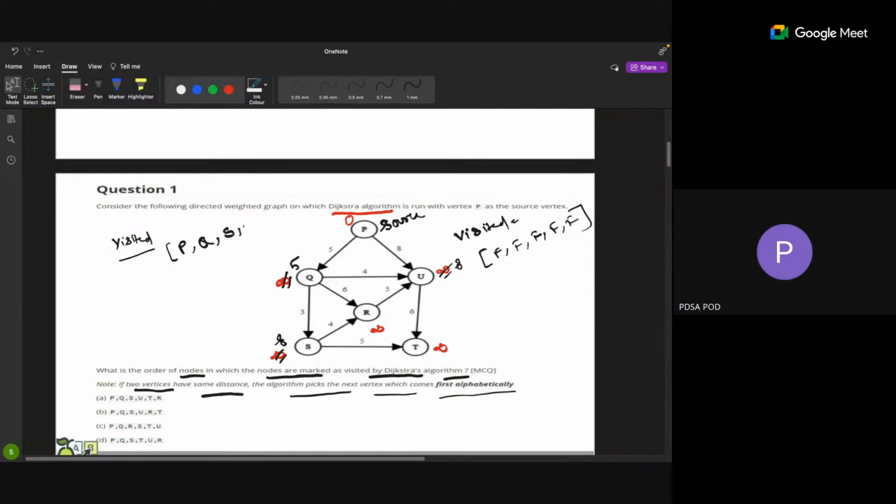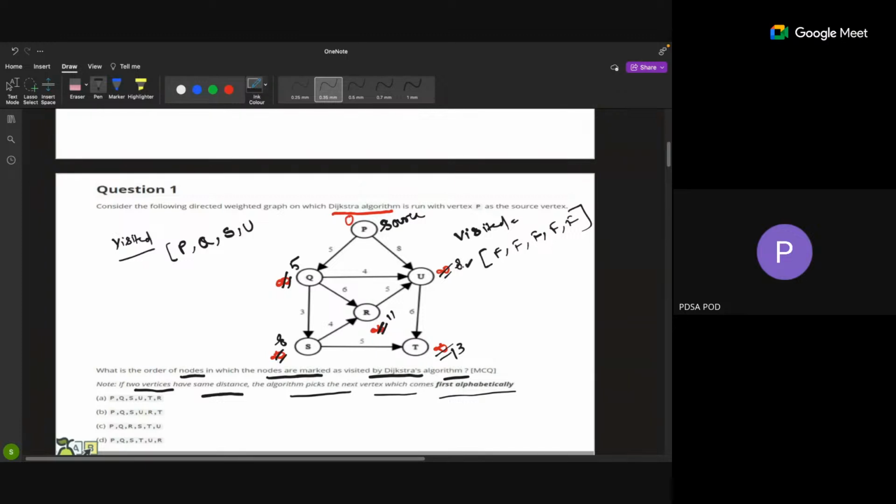Once S is over, there is no other choice. S is over, so will you select R? Definitely no, because R has distance 5 plus 6, which is 11. We don't select 11. Here 8 is the best choice. Even if you compare 8 plus 5, which is 13, this is also not the best choice. So we definitely select U as the next.